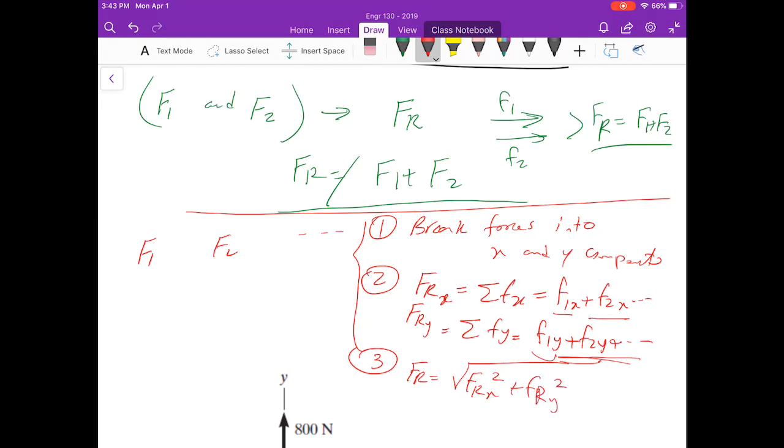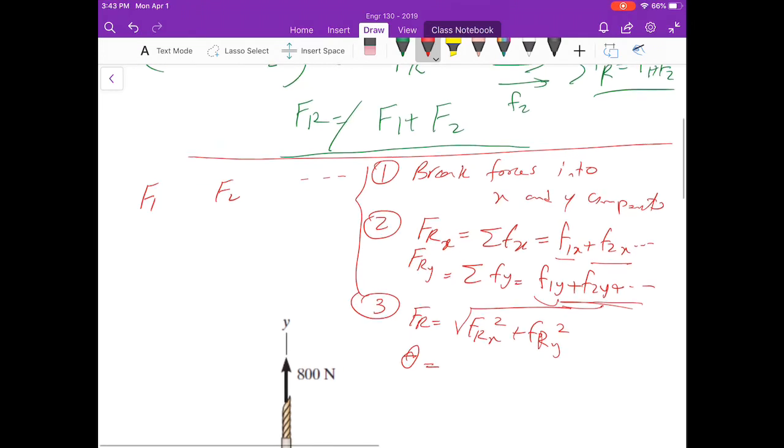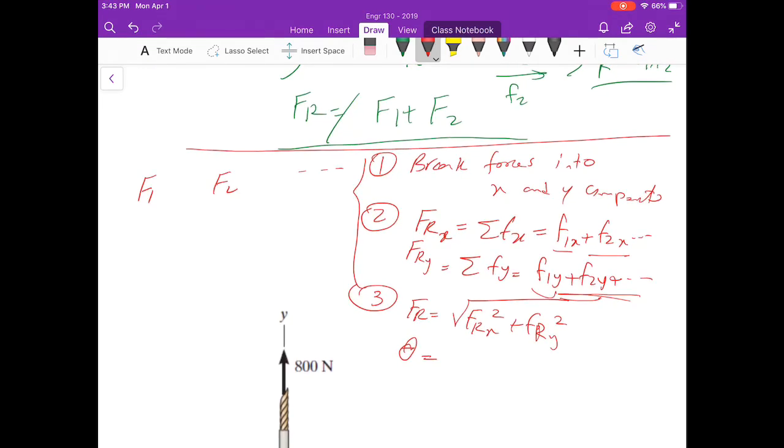When I solve the example, this will be more clear for you. And then theta, the angle between the resultant force and the x-axis, can be calculated as tangent inverse of Fry over Frx. So we will follow this method, called the component method.